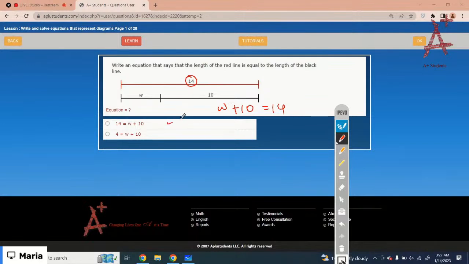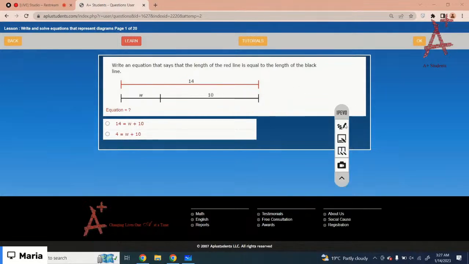So which option is the correct option? Option number 1. Got it. So just select the correct option, then click on the OK button. That would be 14 equals w plus 10.